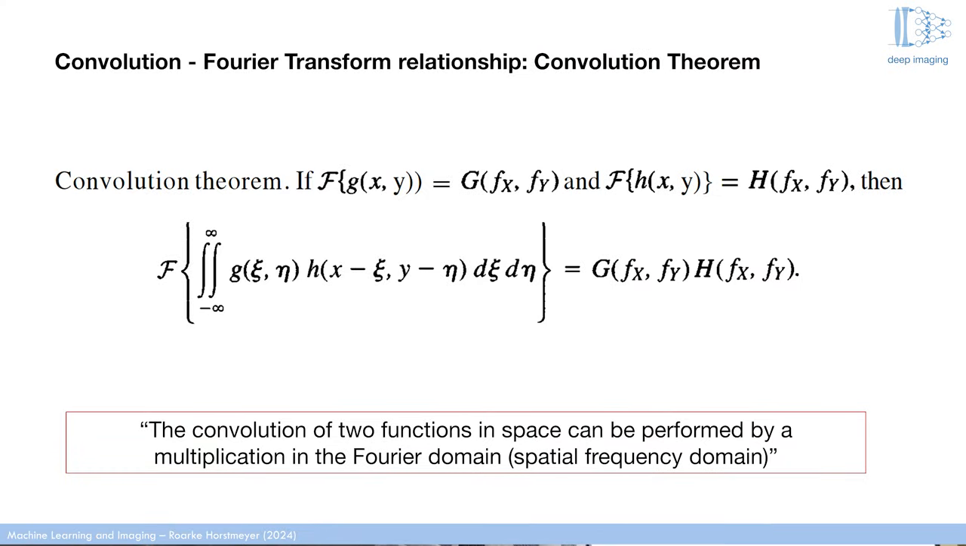Then there's the convolution theorem. It's always hard for me to state this verbally because it's one extra degree of complexity beyond what a normal person can say in a sentence, but I wrote it down below. The convolution of two functions in space, which is what's in the bracket there, can be performed by a multiplication in the Fourier domain. What you're multiplying in the Fourier domain is the Fourier transform of each of those functions. And then you need to use a Fourier transform to go back and forth between the two, right?